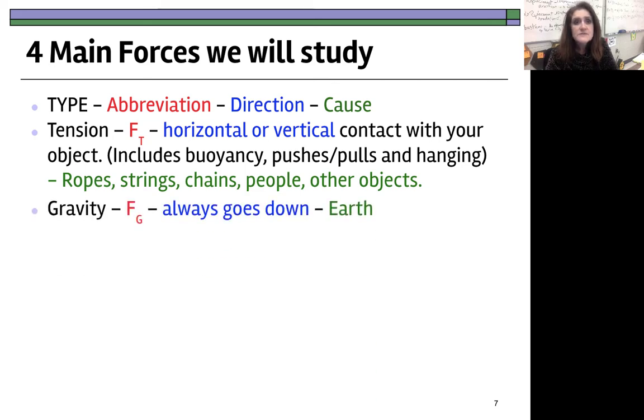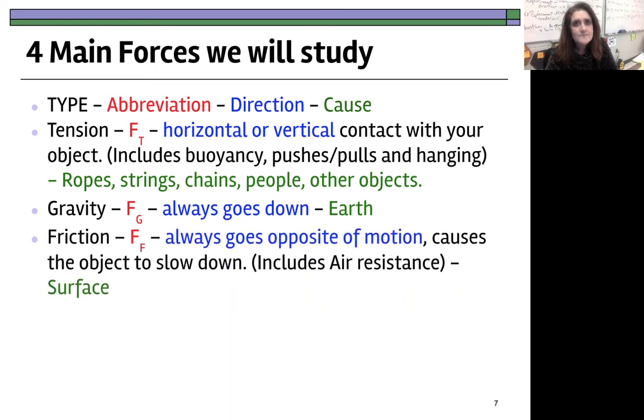The second force we study is gravity. This is abbreviated Fg, and gravity will always go down. And the Earth, or the stellar body that we happen to be on, is the cause of gravity. The third we study is friction, Ff. This always goes in the opposite direction of motion, and it will cause objects to slow down. And this does include air resistance. And the cause of friction will always be the surface or whatever the object is in or on.